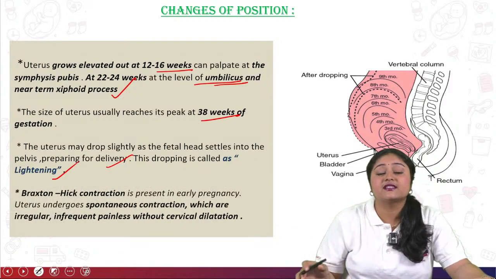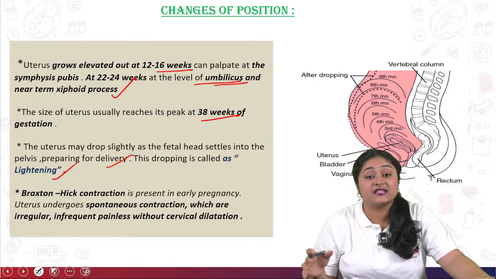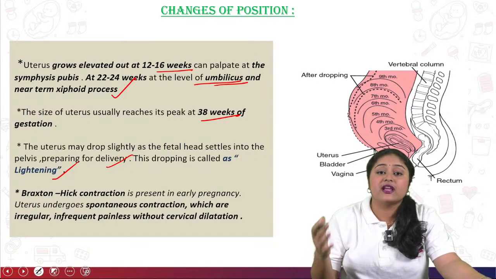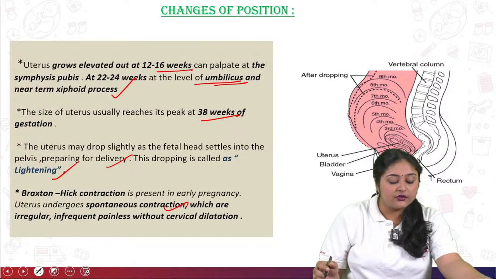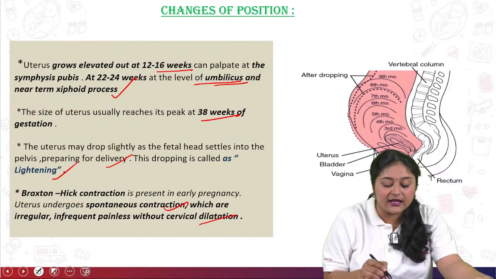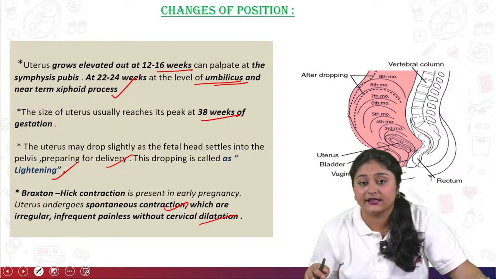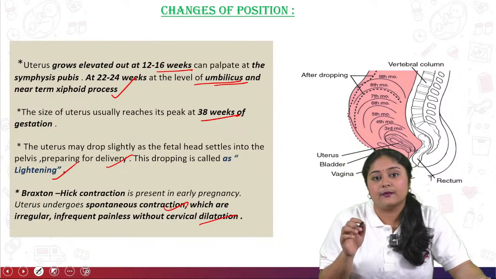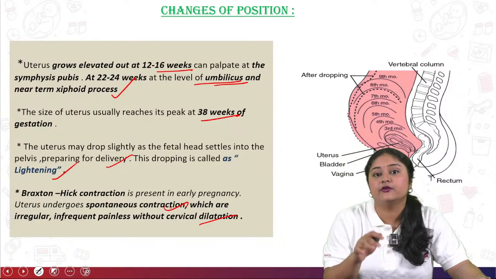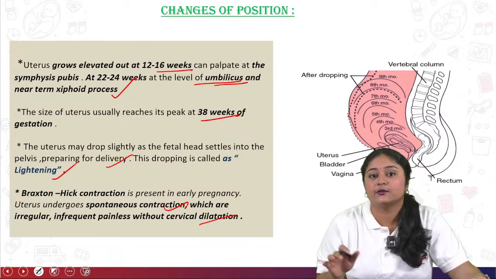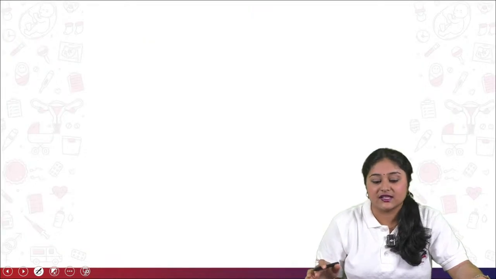So the Braxton Hicks contractions you can also see, which are present from early pregnancy. The uterus undergoes spontaneous contractions which are irregular, infrequent, and painless, without any cervical dilatation, and this pain you can see mainly from the front of the lower abdominal region to the back of the pelvis. So these are all the changes of position.